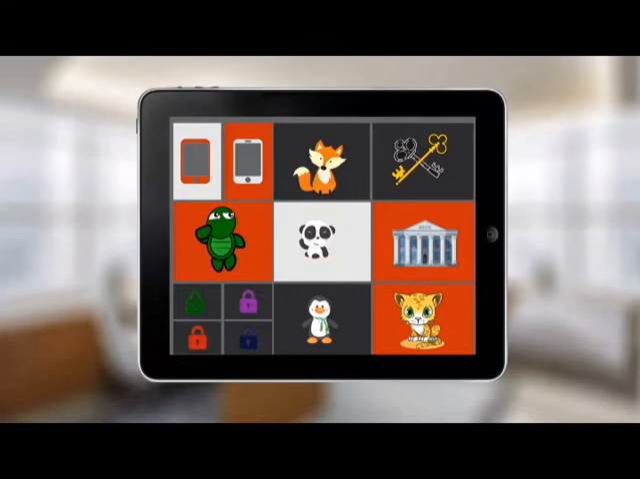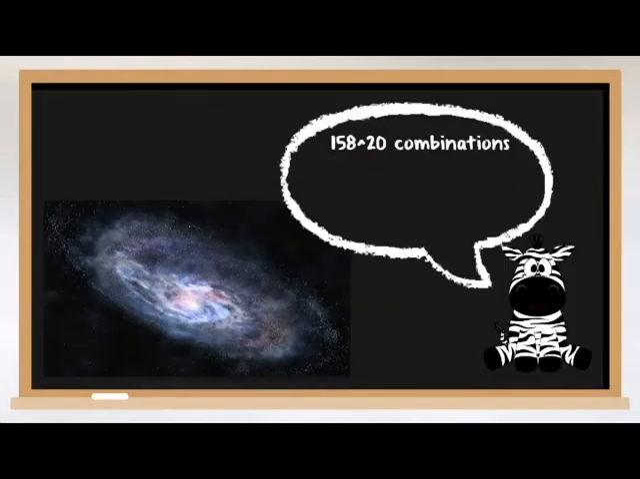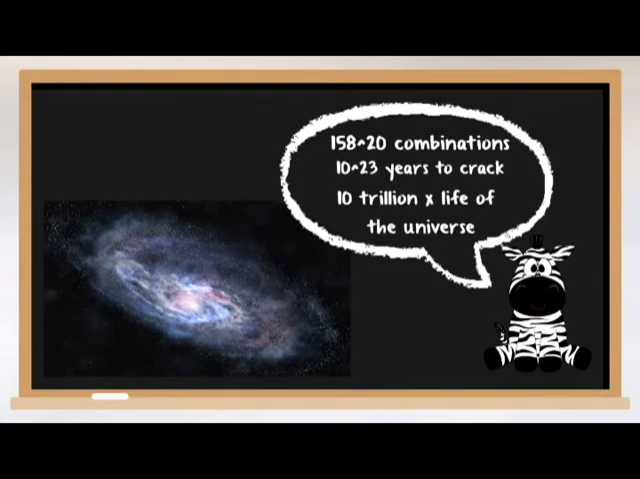Let's look at what happens when you increase the number of digits. Choose a password longer than 9 digits with symbols, numbers, uppercase and lowercase letters. I choose the password Richtig Piscina 529 @8! That is a fantastic password. There are 20 digits in this password and 158 possible entries. Then there are 158 to the 20 possible combinations, which is about 10 to the 44. It would take ASIC more than 10 to the 23 years, or 10 trillion times the age of the universe.